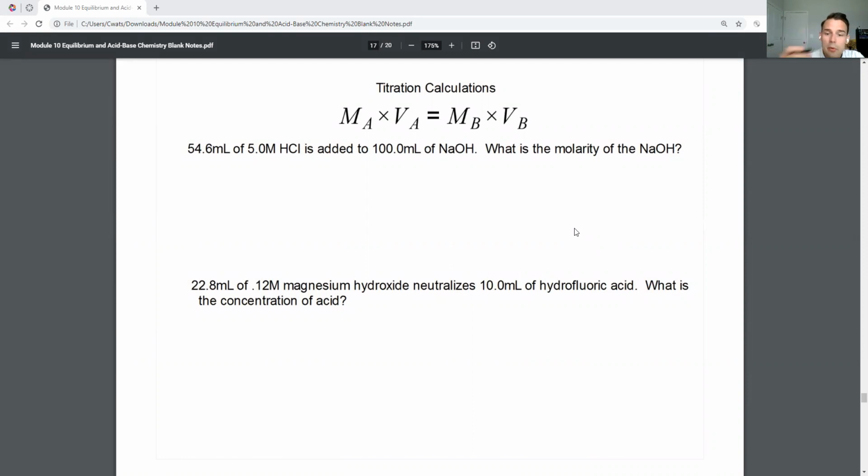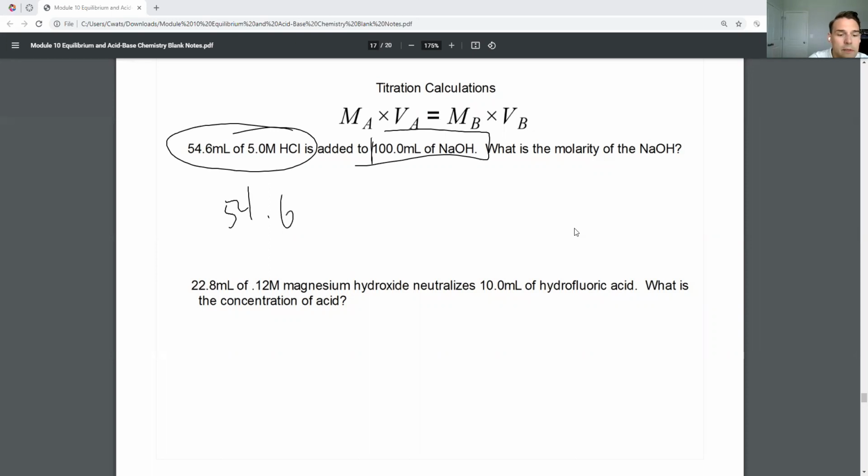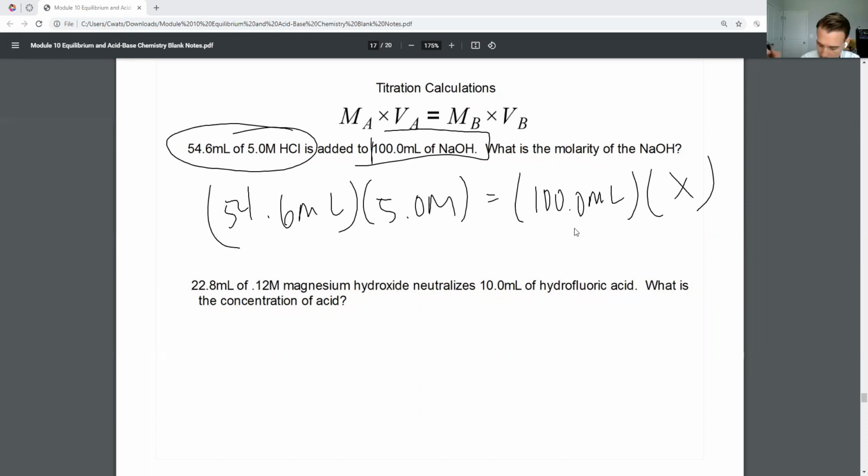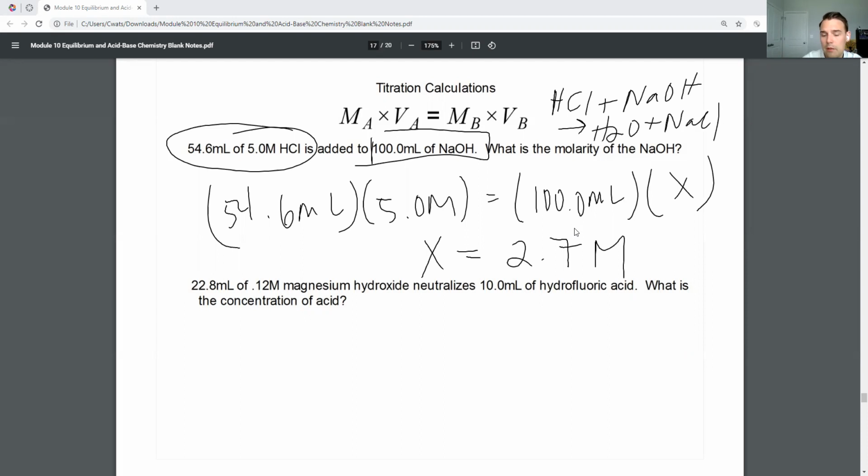All right, so let's do an example. It's super easy. Just keep the things together that go together. This information here is for the hydrochloric acid, and this is on the base. We're trying to figure out the molarity. So 54.6 milliliters of the 5.0 molar is equal to 100 milliliters of what concentration? Very simple. 2 sig figs from my 5.0 molar. And that's that, okay? Because you have a 1-to-1 ratio when you balance the equation.